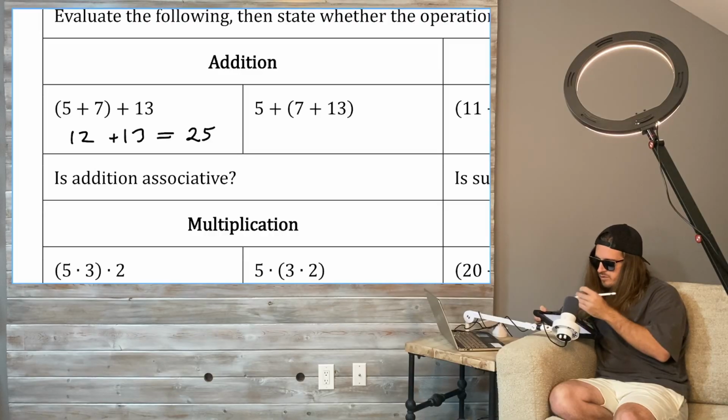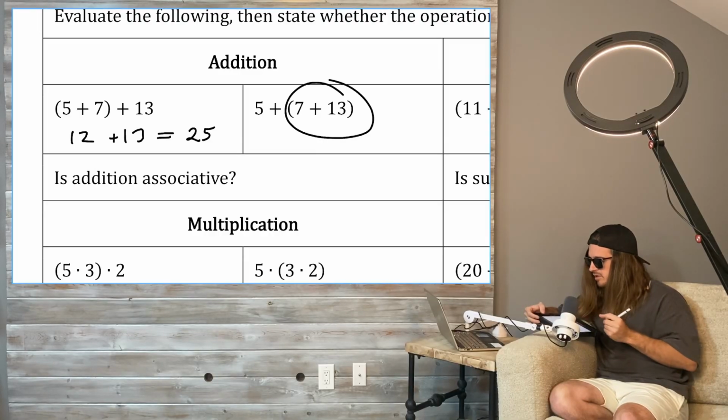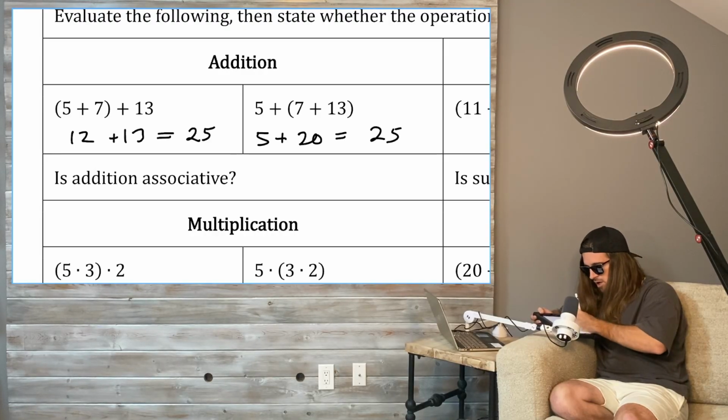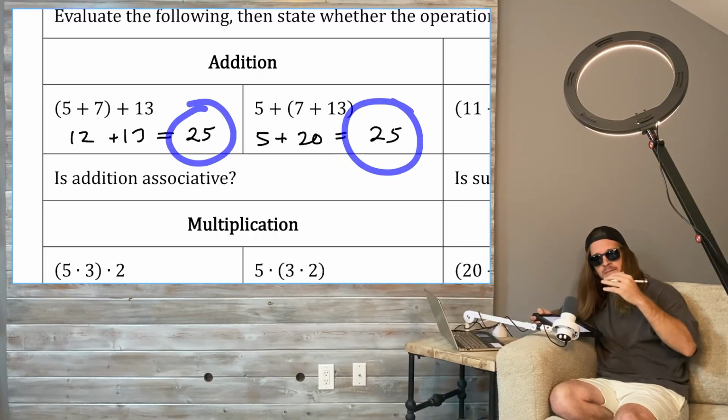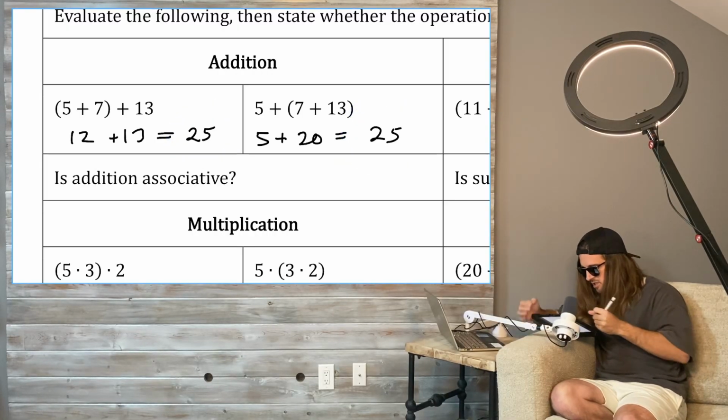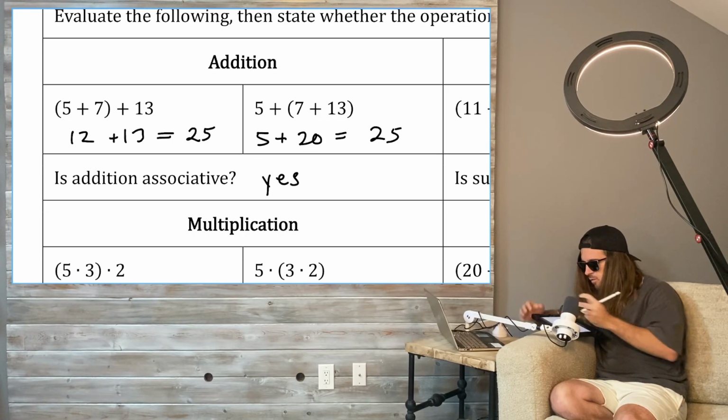But what if, instead of doing the 5 and the 7 first, we did the 7 and the 13 first? Well, 7 plus 13 is 20, and 5 plus 20 is 25. So sure enough, we have the same answer. It didn't matter which 2 numbers we added first. So is addition associative? Yes, it worked for addition.